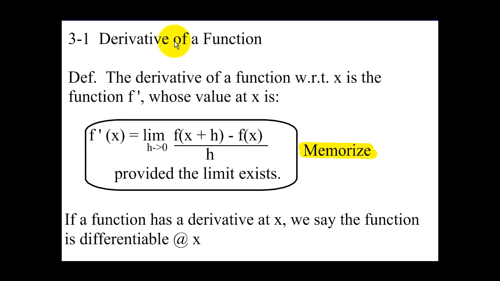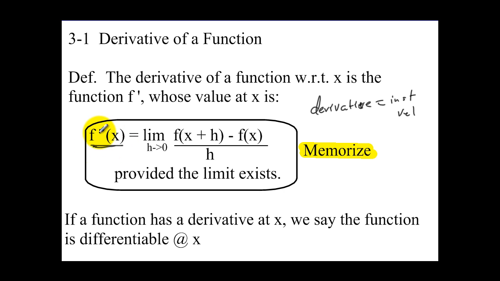This is section 3.1 on what's called derivative of a function. The definition: the derivative of a function with respect to x is the function f prime whose value at x is... So really all this is terminology. Derivative equals instantaneous velocity. It's the same thing. It means the same thing, except we have some notation and some vocabulary to introduce here.